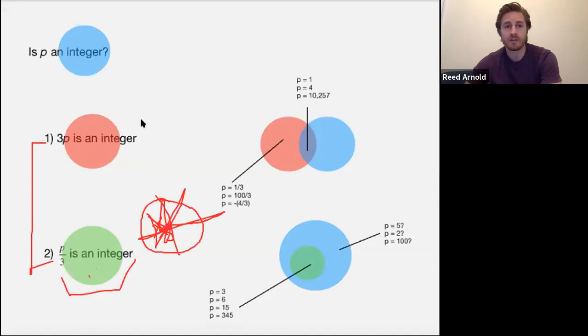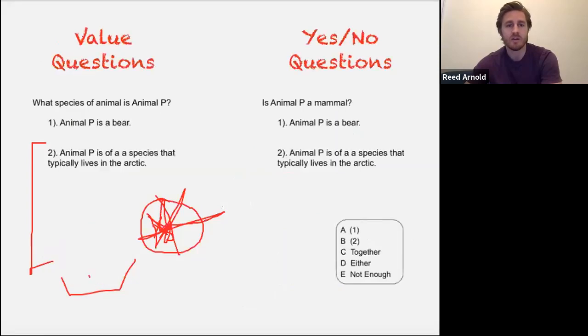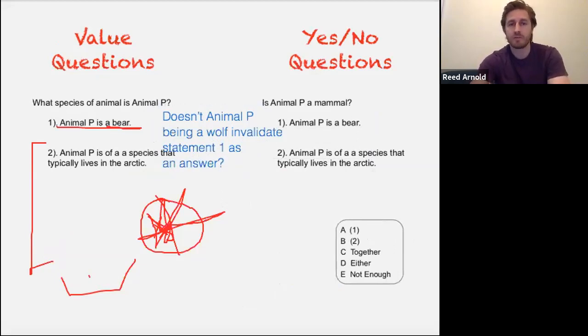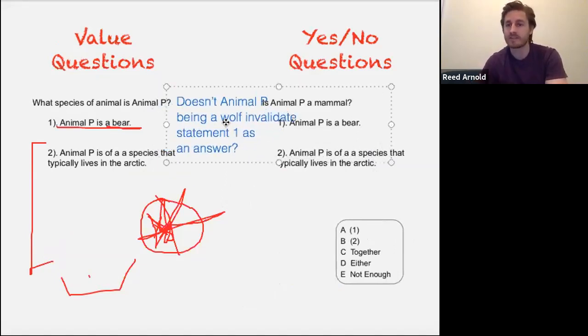This is the purpose of today, this question, okay? That's like asking, doesn't the existence of wolves invalidate statement 1? Doesn't the fact that animal P being a wolf invalidate statement 1, as an answer? No, because animal P is not a wolf. Statement 1 tells me it's a bear. I just gotta accept it's a bear. That's the circle I'm stuck in, okay?